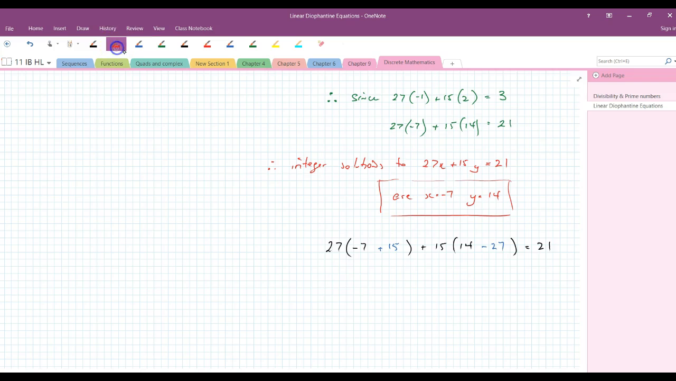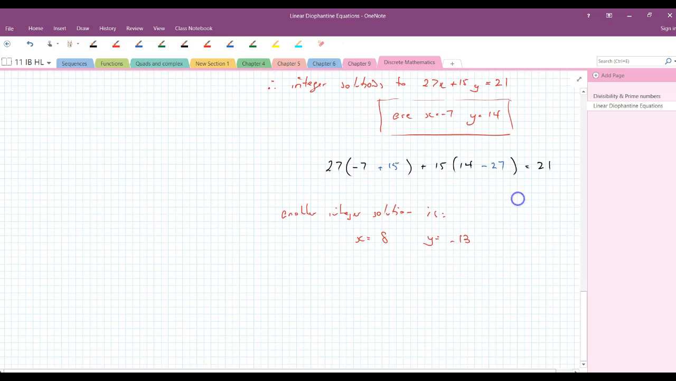So another integer solution is, all right, x equals 8. This is my x, remember. Minus 7 plus 15 is 8, and y equals minus 13 is a solution. And if you check it, 27 times 8 plus 15 by minus 13, that's going to get you 21.